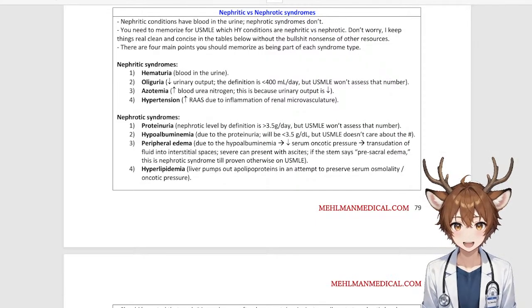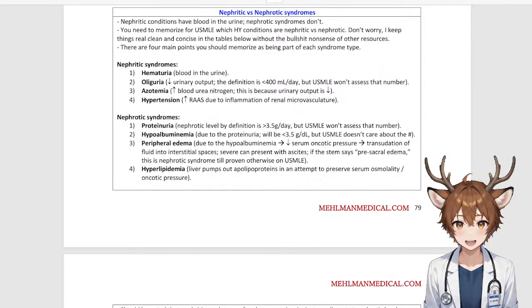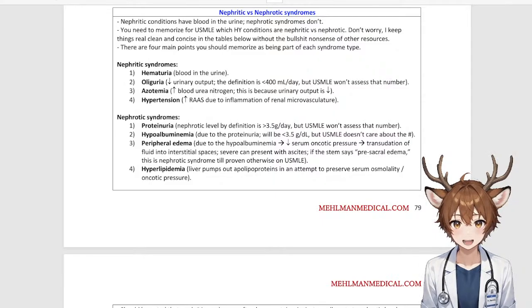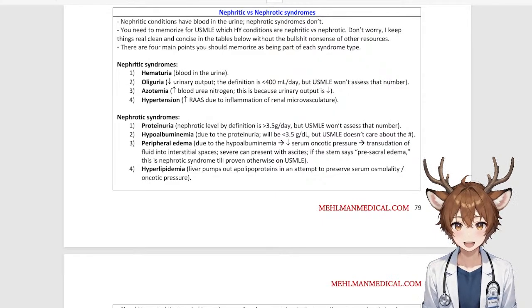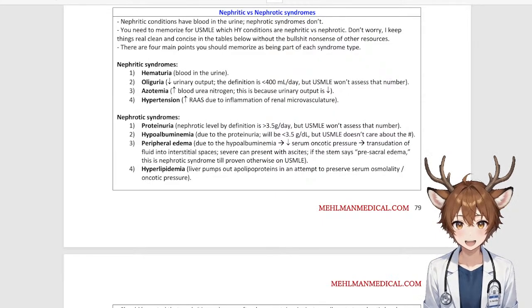What about nephrotic syndrome presentation? Number 1, proteinuria. Nephrotic level by definition is greater than 3.5 grams per day, but USMLE won't assess that number.